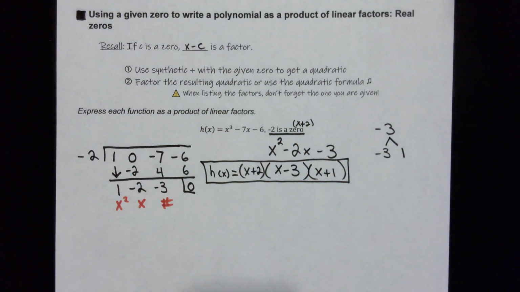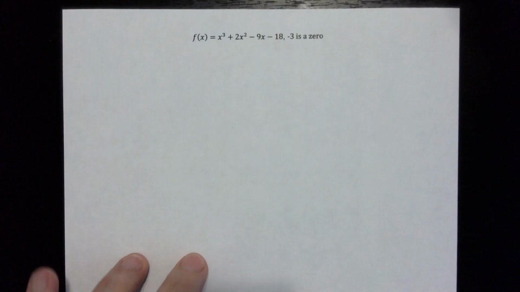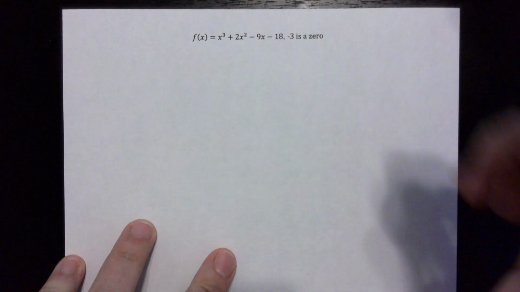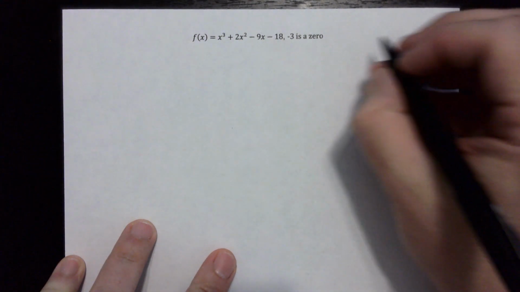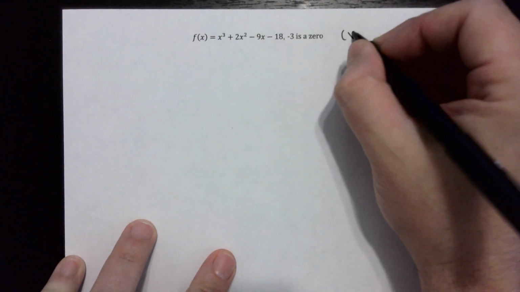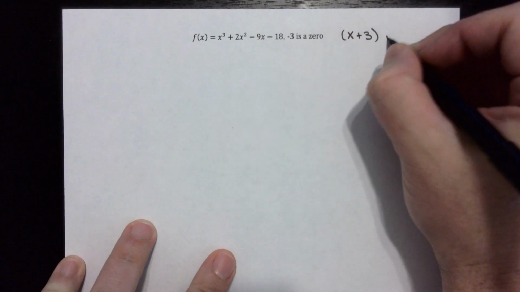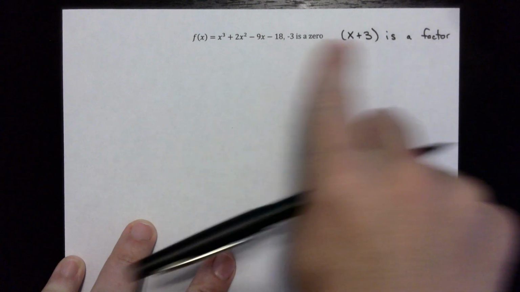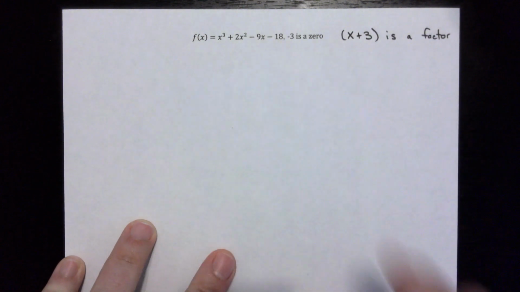Okay, let's try another one. This time I have this function, x cubed plus 2x squared minus 9x minus 18. I'm given that negative 3 is a zero, which recall means that x plus 3 is a factor. So you change the sign to put it in factored form.